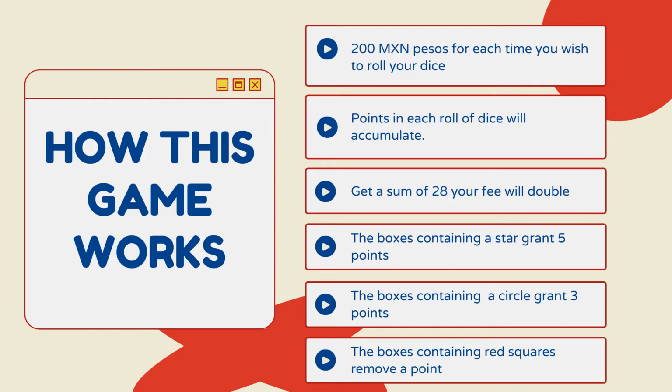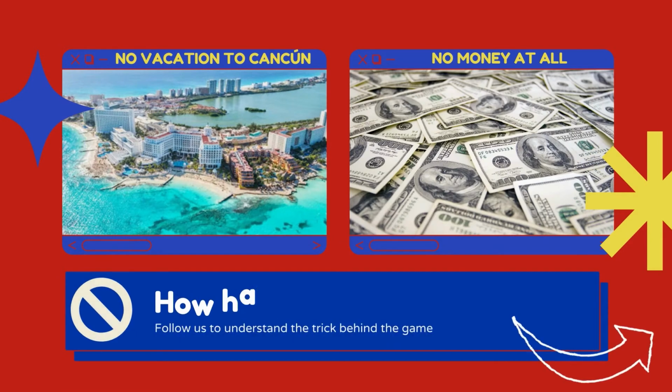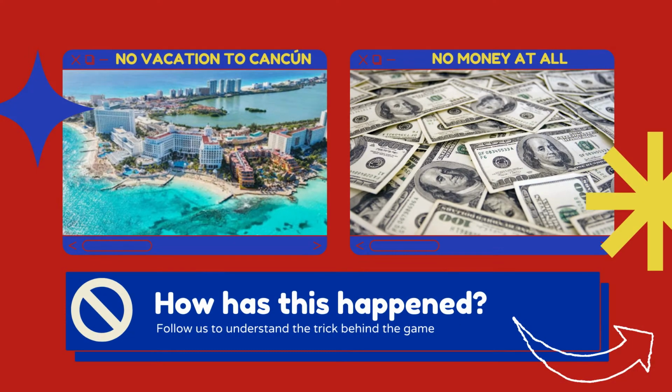The points in each roll of dice will accumulate. If you get a sum of 28, your fee will double. The boxes containing a star grant 5 points. The boxes containing a circle grant 3 points. The boxes containing red squares remove a point. But as soon as you get 28 points, these boxes will remove you a single point. After a few trials, you end up with no vacation to Cancun and with no money at all. How has this happened? Follow us to understand the trick behind the game.